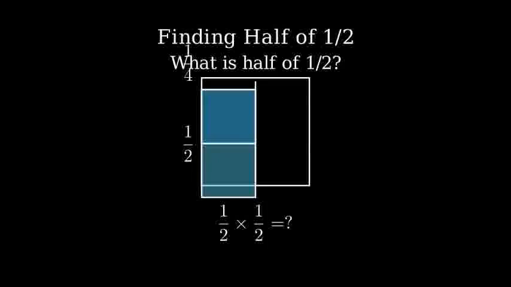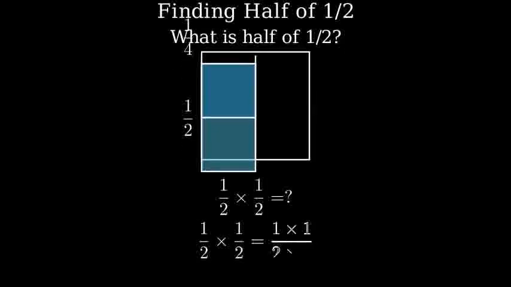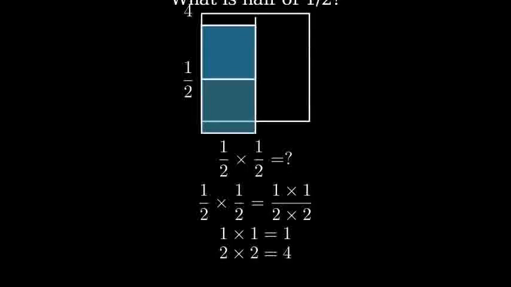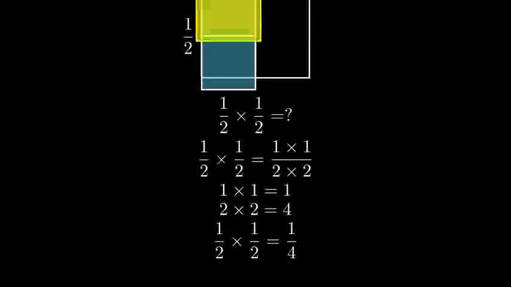Let's solve this mathematically. When multiplying fractions, we multiply the numerators together and denominators together. 1 times 1 equals 1 in the numerator, and 2 times 2 equals 4 in the denominator. Therefore, half of 1/2 equals 1/4.